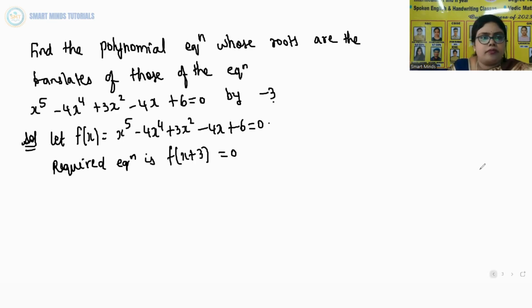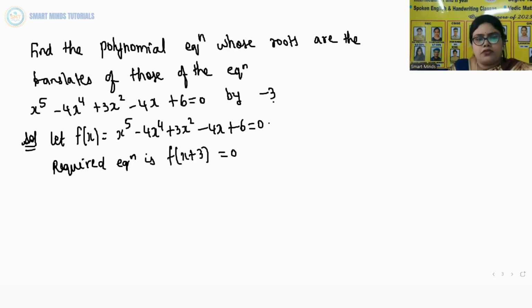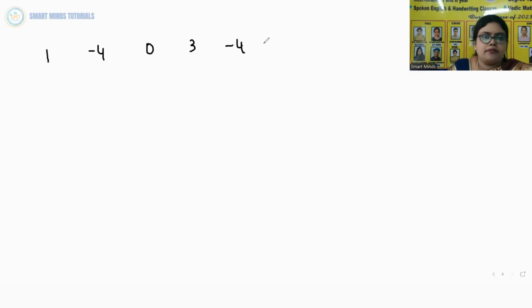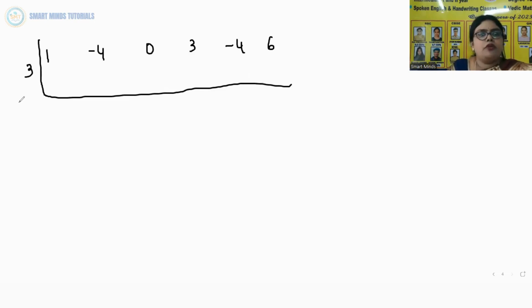So that is 1, minus 4. Then there is no x cube term, so we take a 0. 0, 3. And then minus 4 and 6. So we have to do it by 3 here. Take a 0 here. 1 plus 0 is 1. 1 into 3 is 3. Minus 4 plus 3 is -1. -1 into 3 is -3. 0 minus 3 is -3.